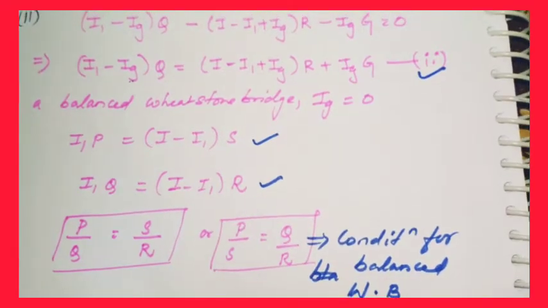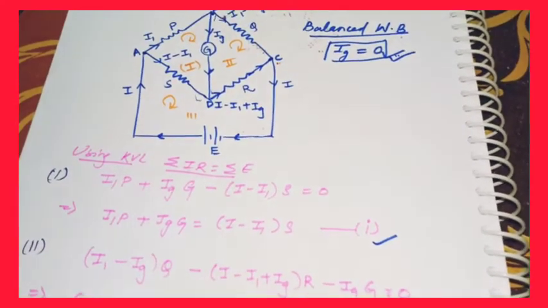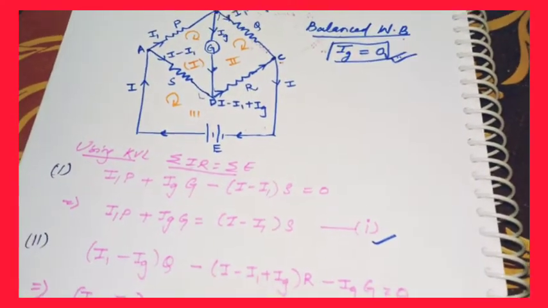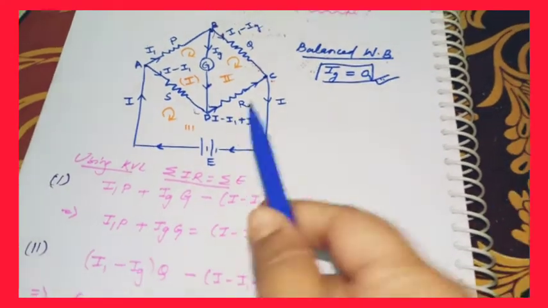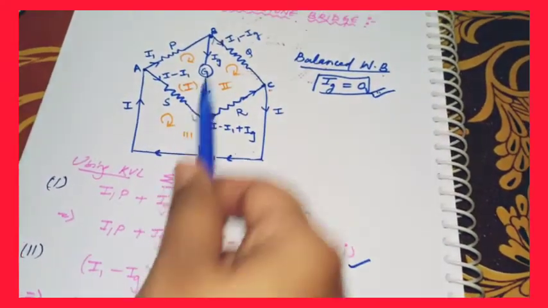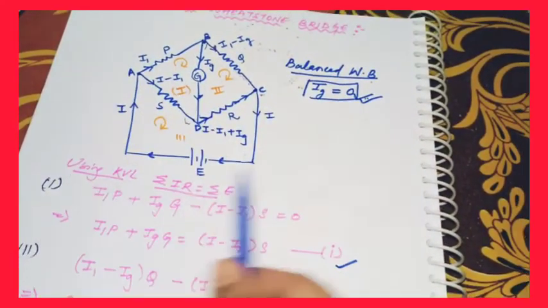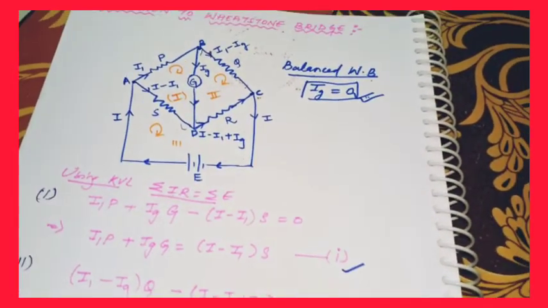So this is how we use Kirchhoff's voltage law for a balanced Wheatstone bridge and find its condition. So the balanced Wheatstone bridge condition is P by Q equals S by R, or P by S equals Q by R. We can use either of the two ratios to find the unknown resistance in the Wheatstone bridge.